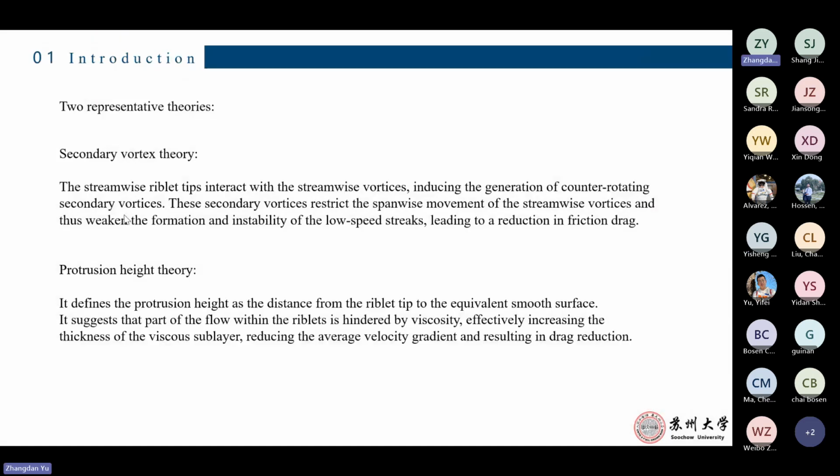There are two representative theories explaining the drag reduction mechanism on the riblet surface. One is secondary vortex theory, and another is protrusion height theory. It defines the protrusion height as the distance from the riblet tip to equivalent smooth surface. It suggests that part of the flow within the riblets is hindered by viscosity, effectively increasing the thickness of viscous sublayer, reducing the average velocity gradient and resulting in drag reduction.